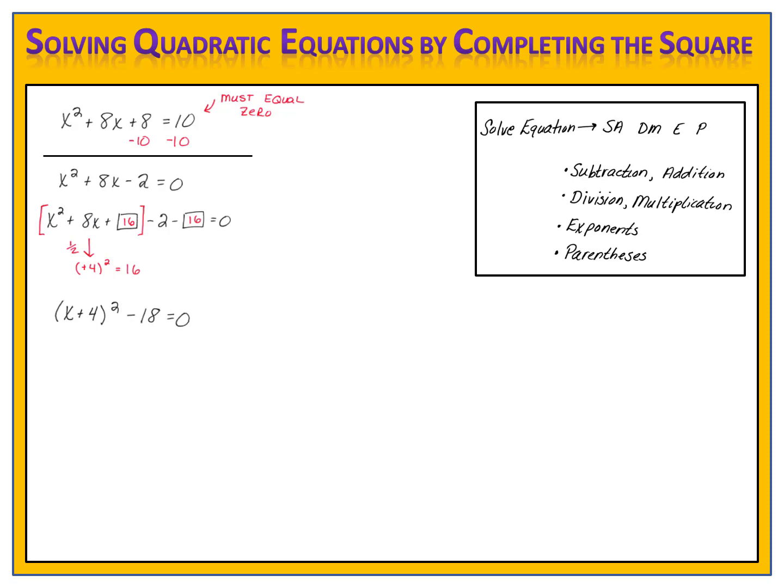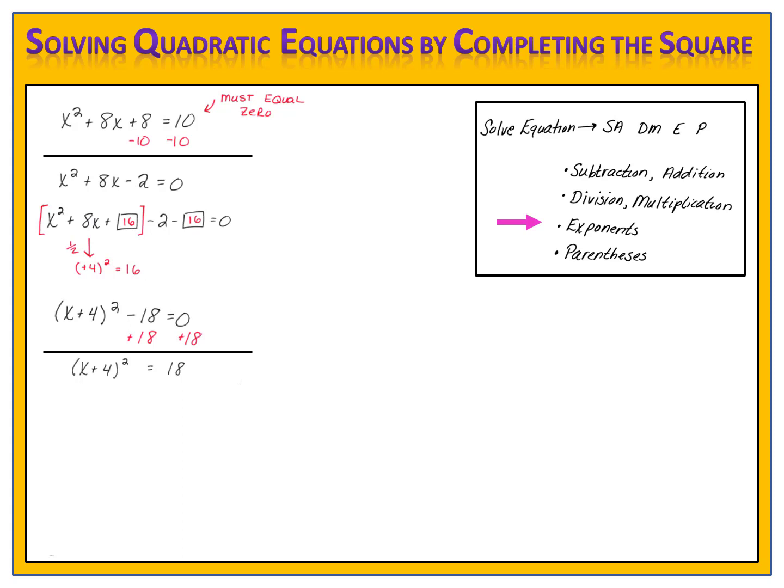Now we'll follow inverse operations, or SADMEP. We begin by looking for subtraction and addition. We add 18 to both sides of the equation. x plus 4 squared equals 18. Now we look for division and multiplication. There is none, so we move on to the next step, exponents. We do have an exponent. We have x plus 4 squared.